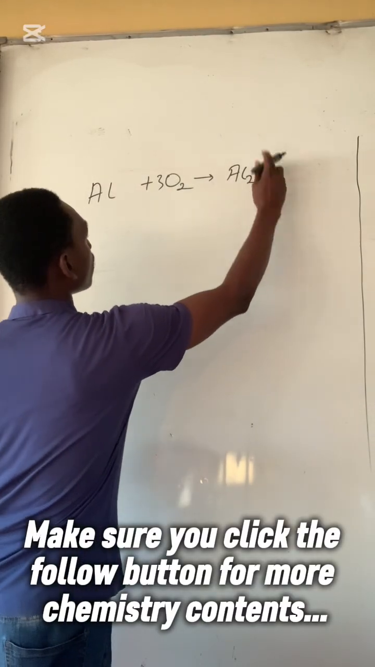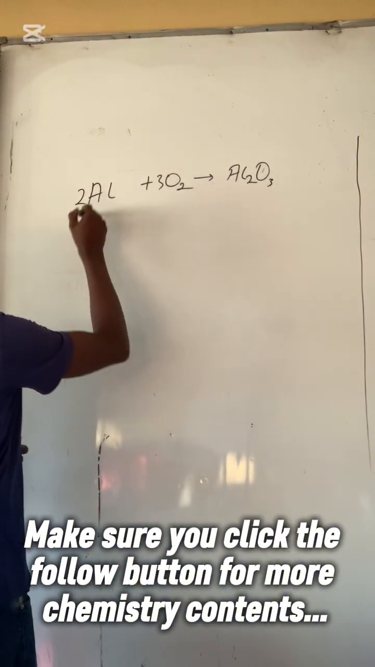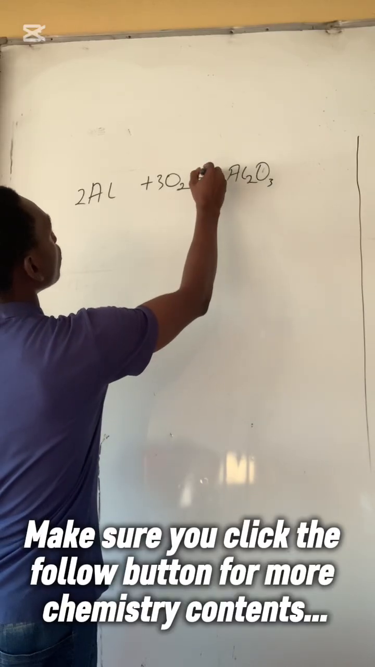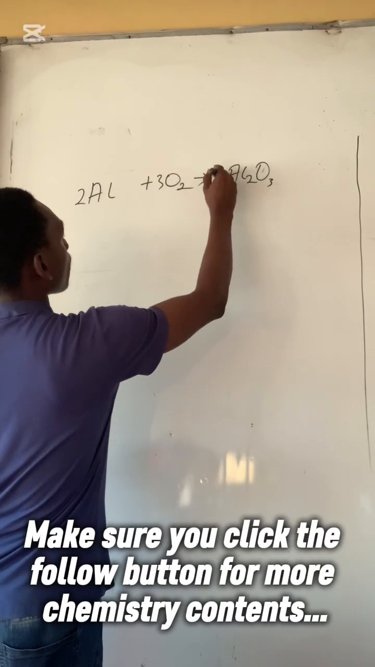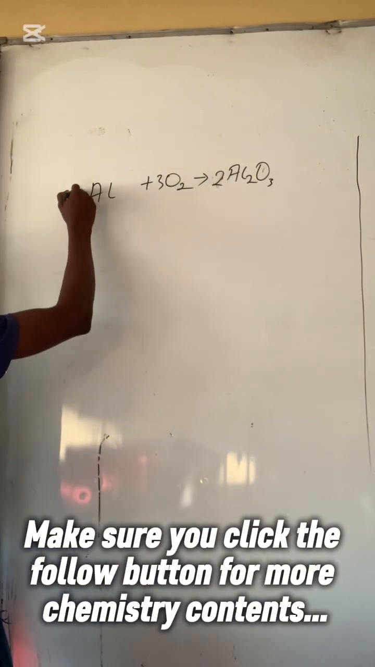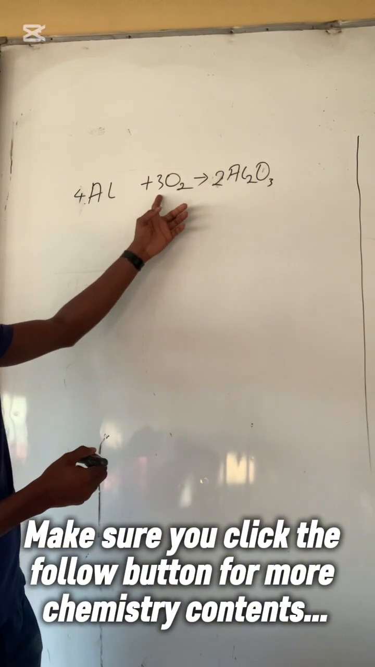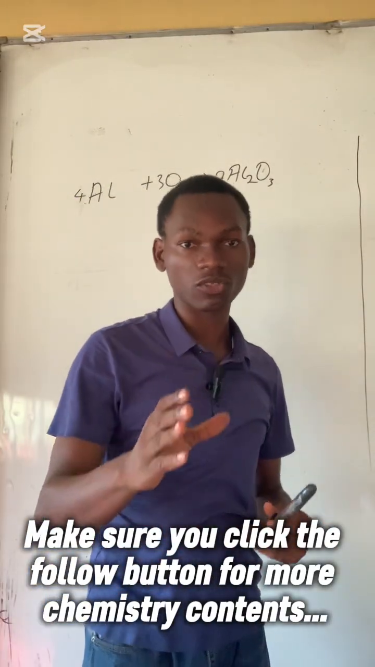Aluminium is 2 here, and we simply place 2 here. Oxygen is now 2, and then that is 4. So we have 4 aluminium here, 4 aluminium here, oxygen 6, and oxygen 6 here. Now the equation is balanced. Now let's dive into the equation properly.